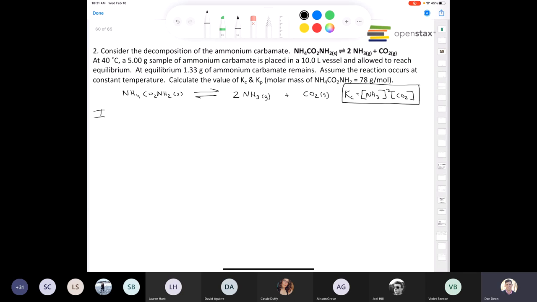However, initially, it's all I start out with. I only have 5.00 grams of this, right? Nothing else. Okay. I've got 0 ammonia and 0 carbon dioxide. Could anybody tell me, will this equilibrium shift to the left or to the right? And it is not a trick.